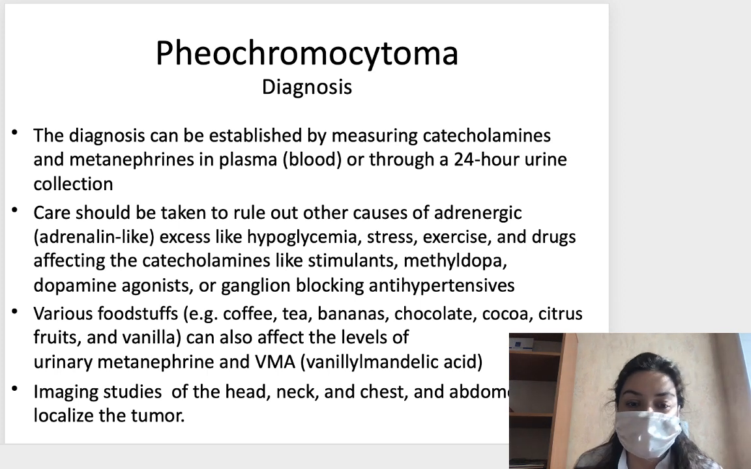Various foodstuffs like coffee, tea, bananas, chocolate, cocoa, citrus fruits, and vanilla can also affect the results of urinary metanephrine or vanillylmandelic acid. Imaging studies of head, neck, chest, and abdomen localize the tumor.